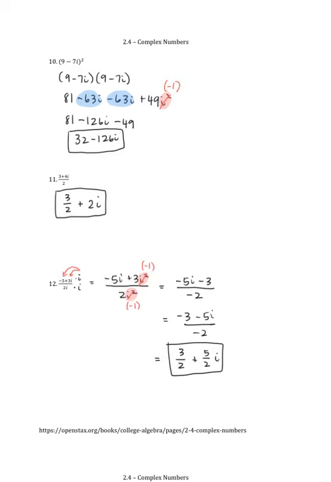So the first part is getting rid of the i in the denominator, and then you're splitting it up into real and imaginary parts.